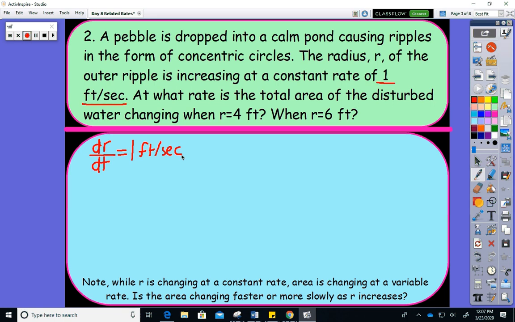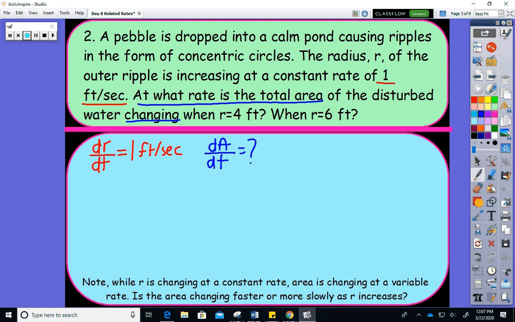At what rate is the total area of the disturbed water changing? All right, so it's asking for dA/dt, that rate at which the area changes with respect to time. So that's your question mark. Now I already know it's going to be measured in feet squared per second, because if the radius is in feet, the area is in feet squared.